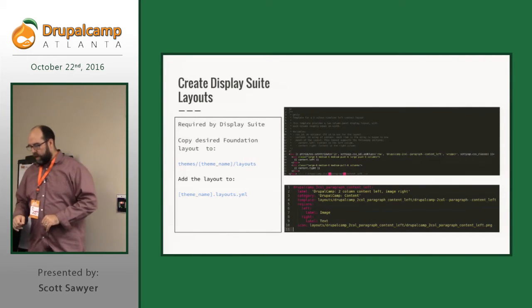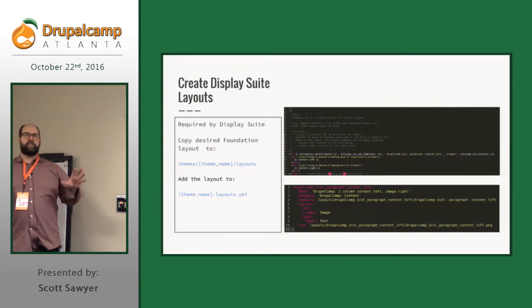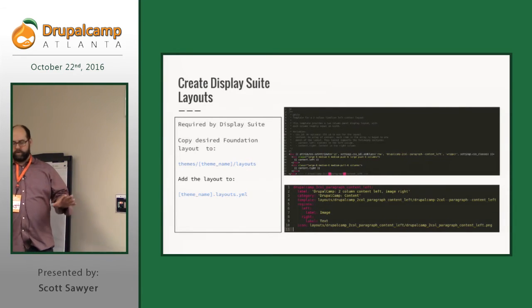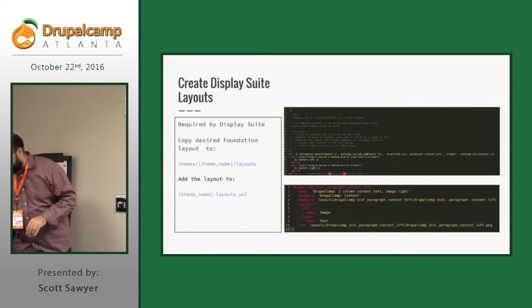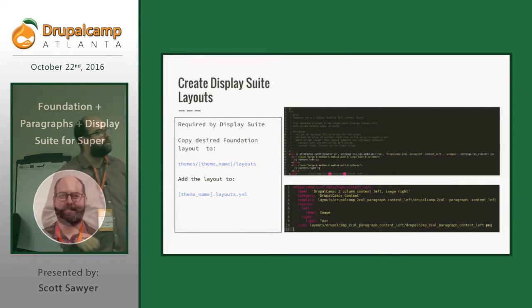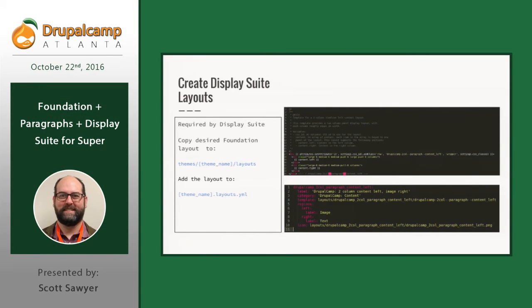Okay, so I grabbed the Display Suite 2-column layout. You change the name, and you really can't read the classes on here, but I've added my push-pull classes to the wrappers. So content left, content right, and then I've added my classes in here that are going to force those columns to appear in the correct order.